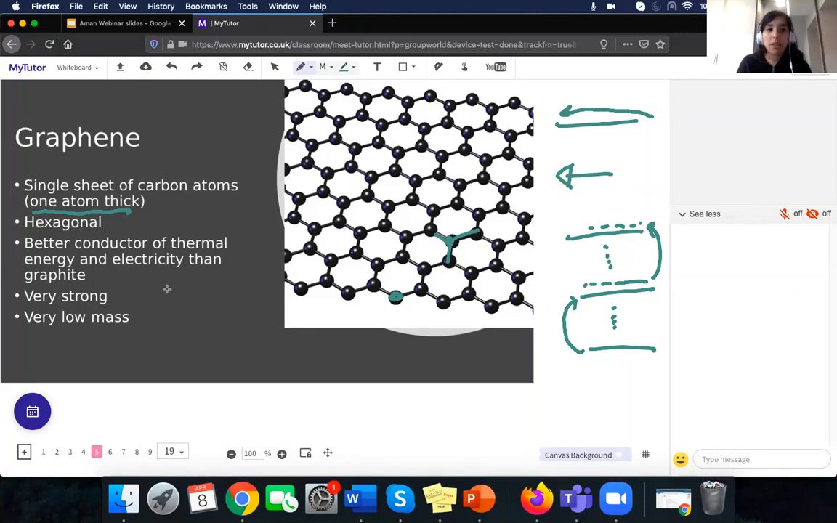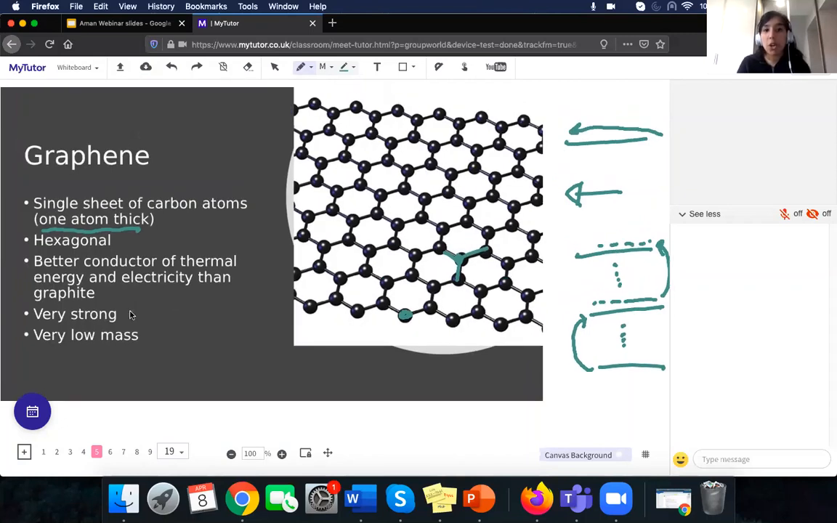The other thing is that it's very strong, and that's because there are no intermolecular forces in graphene. It's only covalent bonding, so it's a very strong substance, just like diamond and silicon dioxide. And the other thing is that it has a very low mass. Exactly, someone's asking me, why does graphene have a low mass? And it's all because it's only 1 atom thick. If it's one layer and only 1 atom thick, that means it is very, very low mass. There's nothing above it, there's nothing below it. There's very little matter in graphene. So remember, mass is made up of matter.